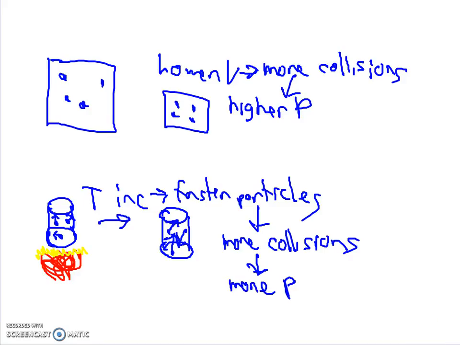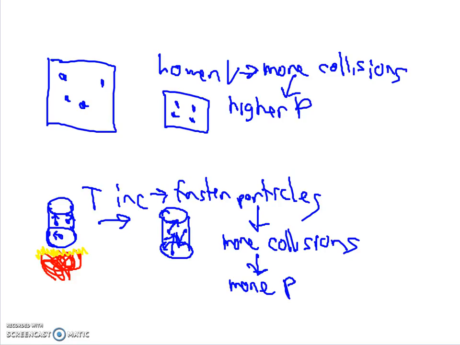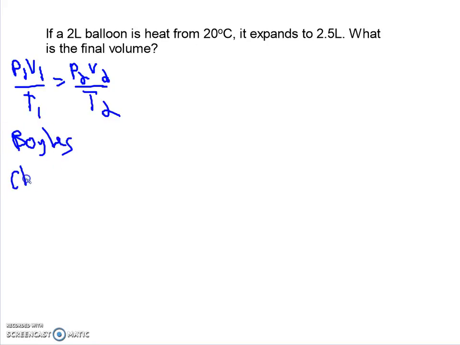Okay, very good. Last thing I'm going to talk about is the combined gas law, and we'll look at an example problem. Okay, so combined gas law is P1 V1 over T1 equals P2 V2 over T2. And this is the combination of Boyle's, Charles's, and Gay-Lussac's law. There might only be one S there, I'm not sure.